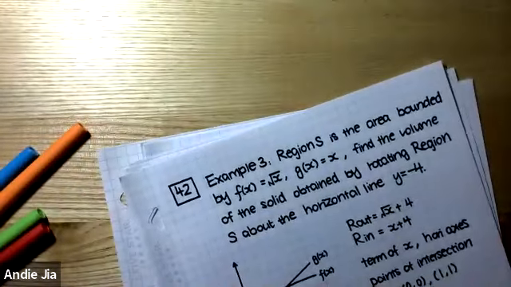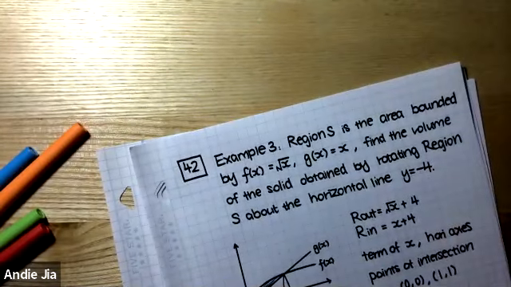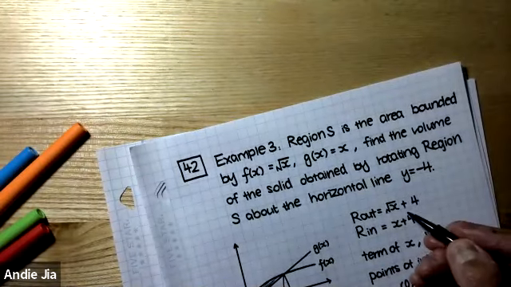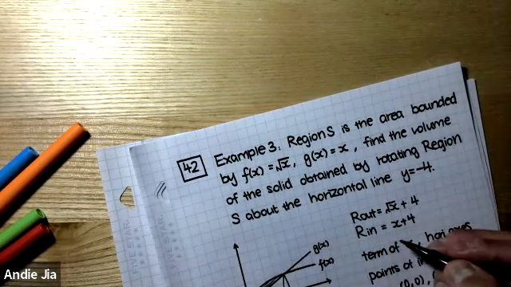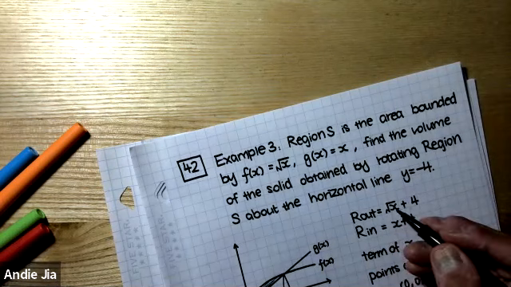What if we do y equals 4? Then the outer radius should be 4 minus x, and the inner radius should be 4 minus radical x.